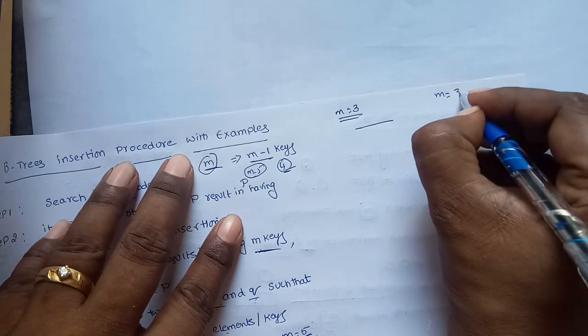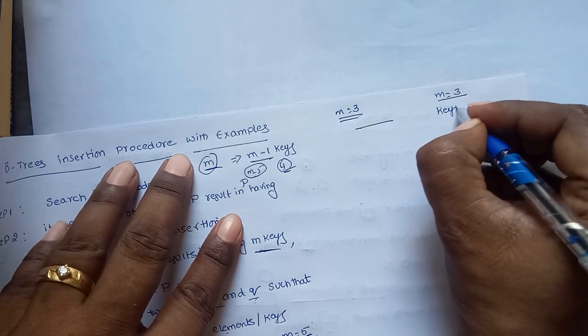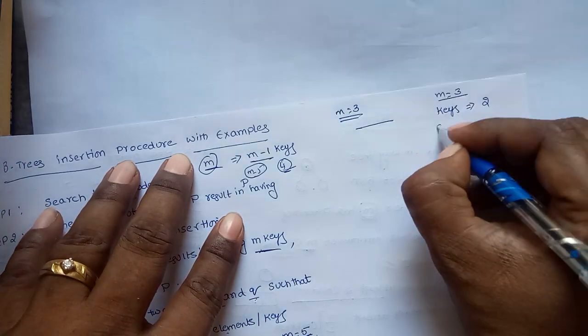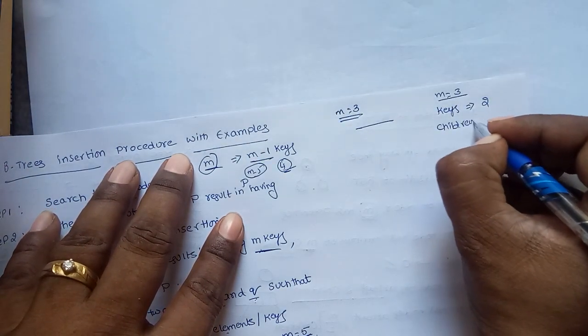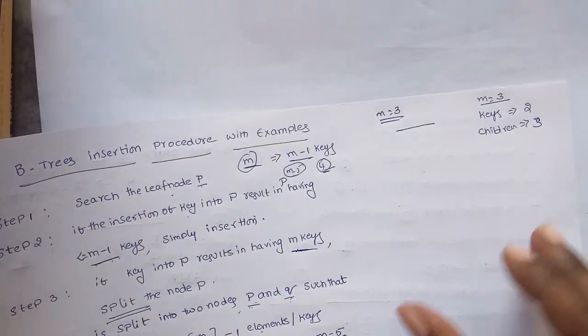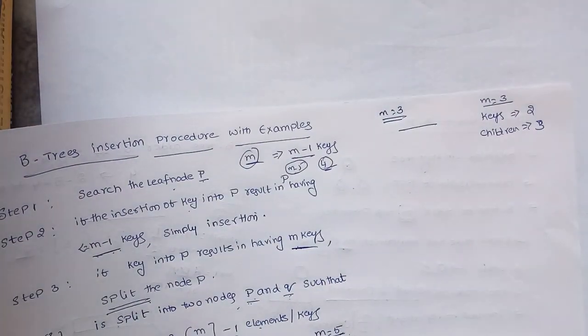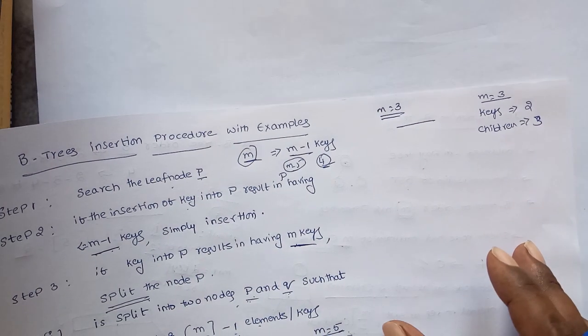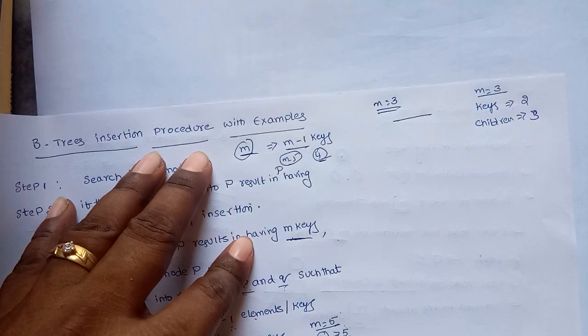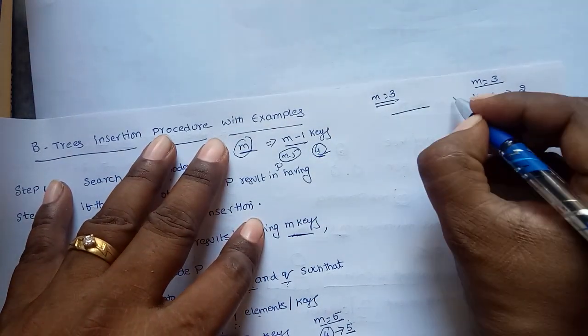So m is equal to 3 means, maximum how many keys? Maximum 2 keys. Children? 3 children. M is equal to 3 means the maximum 2 keys are allowed and 3 children are allowed. This is the maximum.